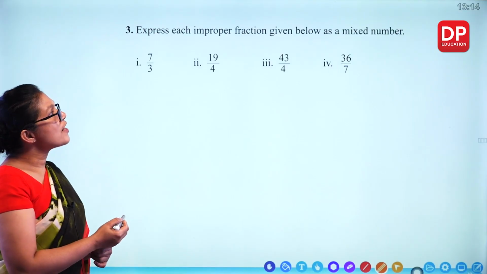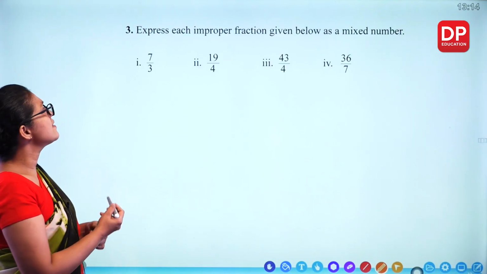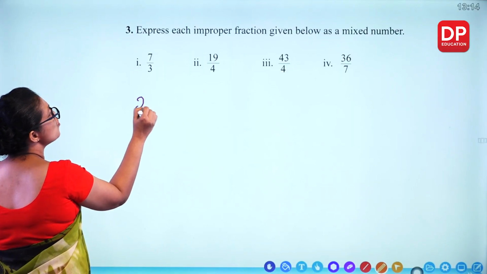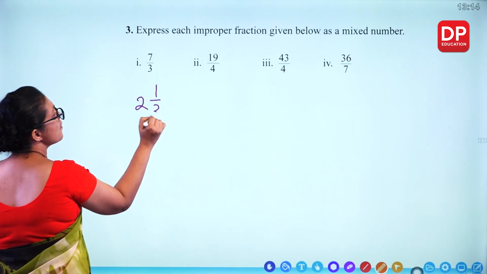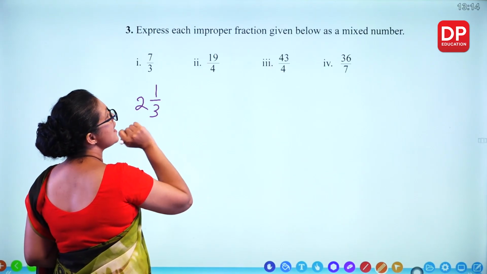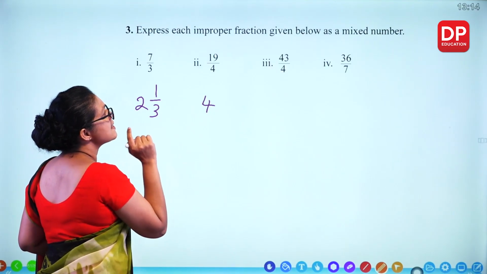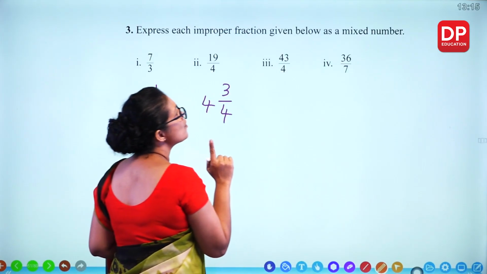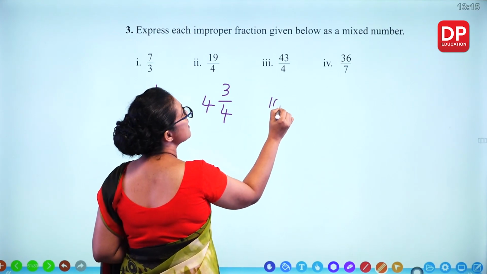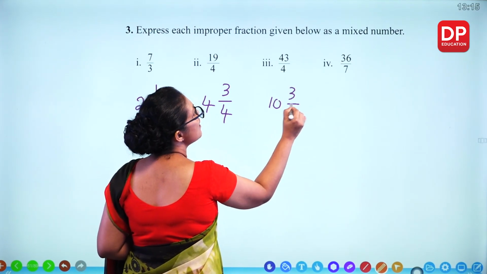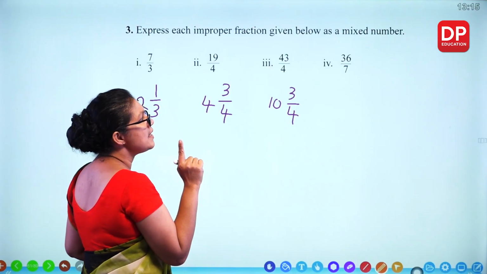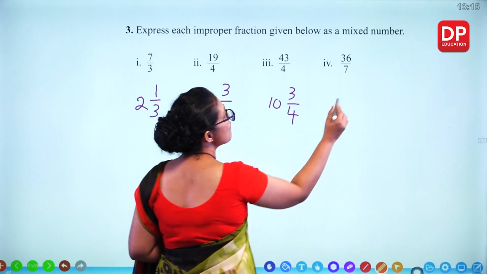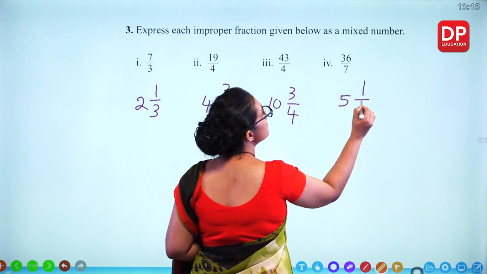Express each improper fraction given below as a mixed number. So that's division. So see how many 3s for 7? That's 2, 1 remaining. So 1/3. How many 4s for 19? 4. That's 16. 3 remaining. 3/4. How many 4s for 43? 10. That's 40. 3 remaining. How many 7s for 36? 7 times 5, 35. 1 remaining.